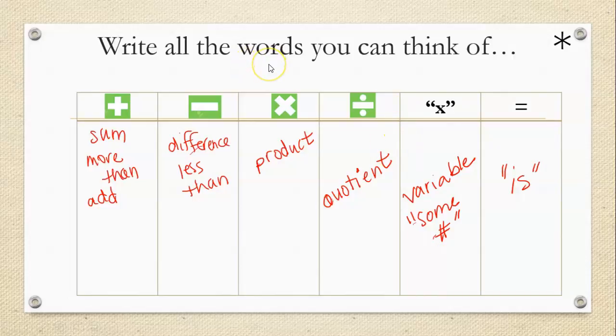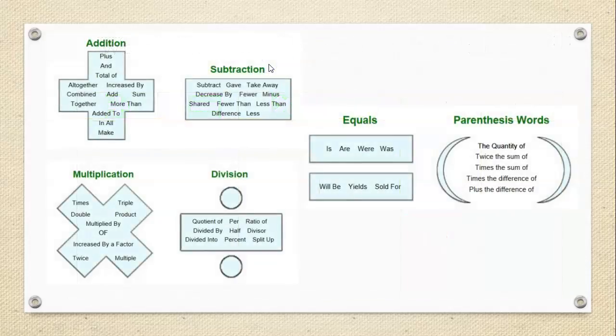So let me show you all the words I found. Here they are. You can definitely take a snip of this, add this to your notes. I'm sure most of this is review. This also included some parentheses words here. This word of helps a lot. Twice the sum of. So that's when those parentheses start.